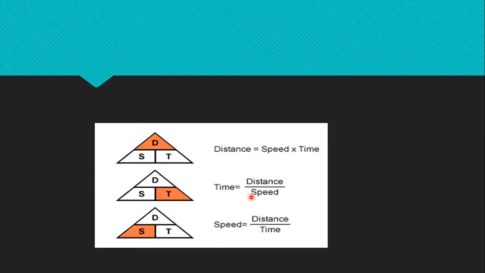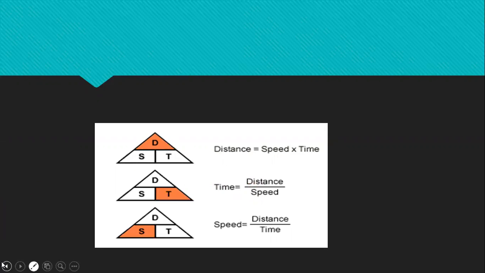speed is equal to distance over time, and speed can be measured in two ways, either in kilometers per hour or in meters per second. Time is equal to distance over speed. Time can be in hours, minutes, or seconds. Then distance can be in kilometers, meters, centimeters, and so forth.